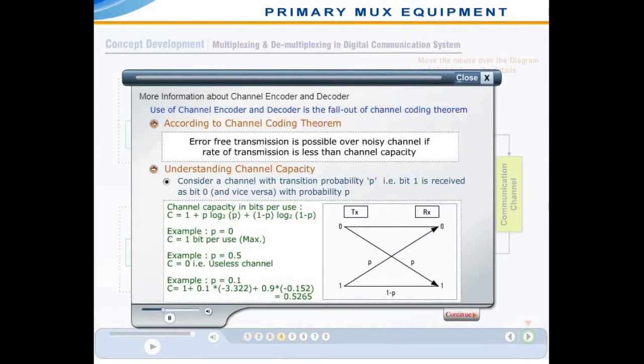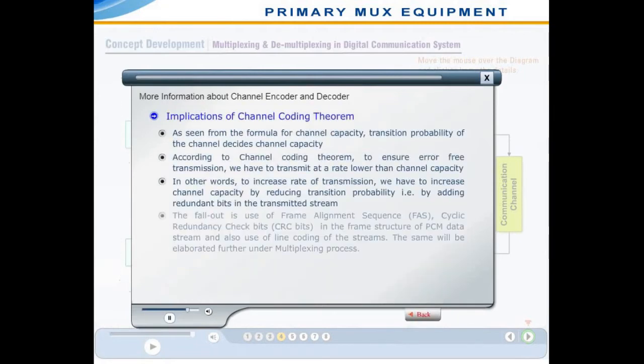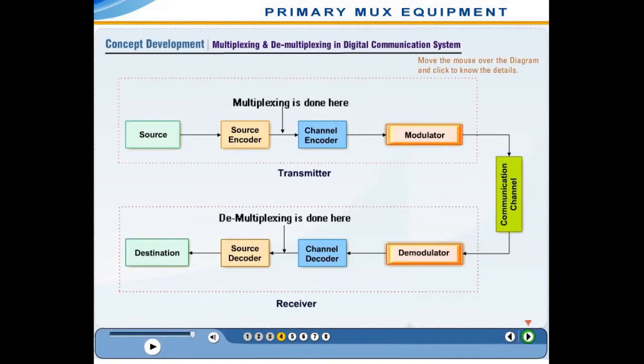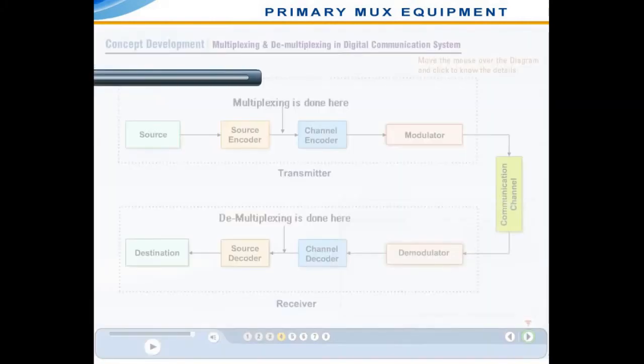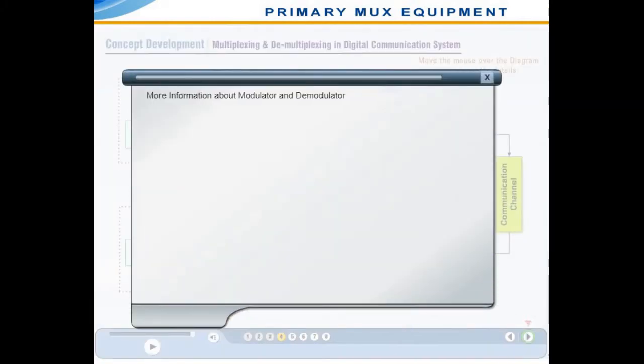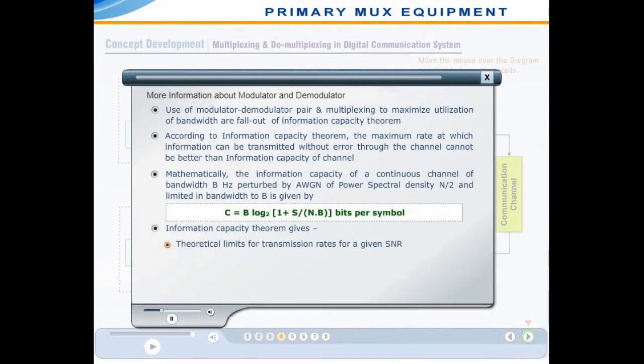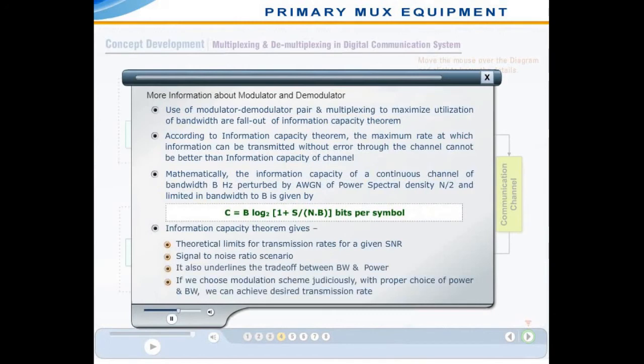Use of channel encoder and decoder is the fallout of channel coding theorem and shown on the screen. Implications of channel coding theorem are shown on screen. More information about modulator and demodulator is shown on screen.